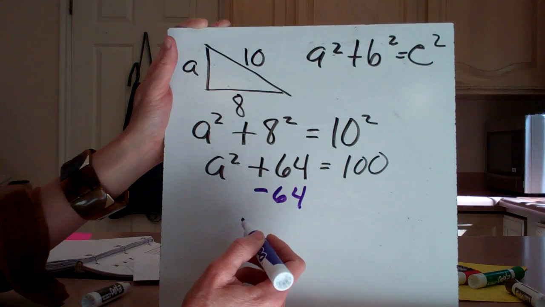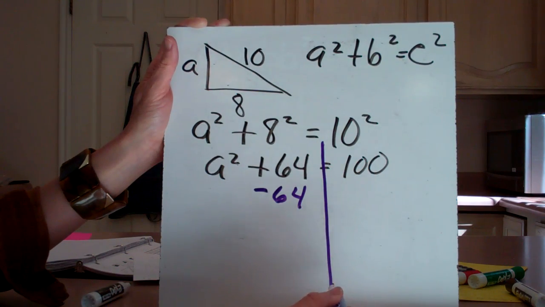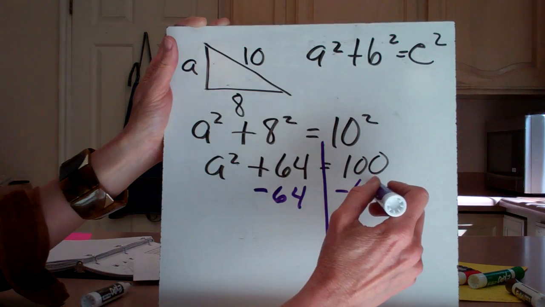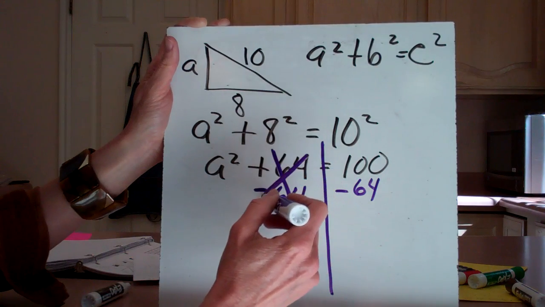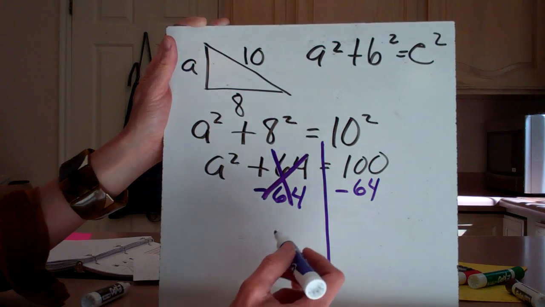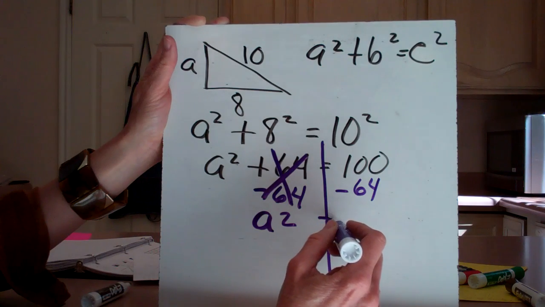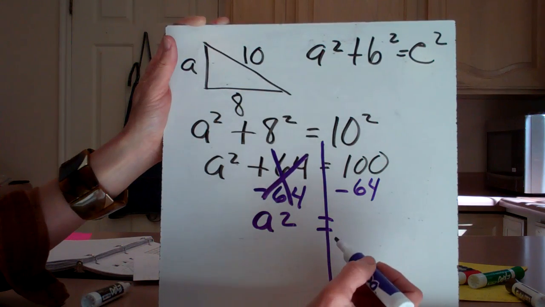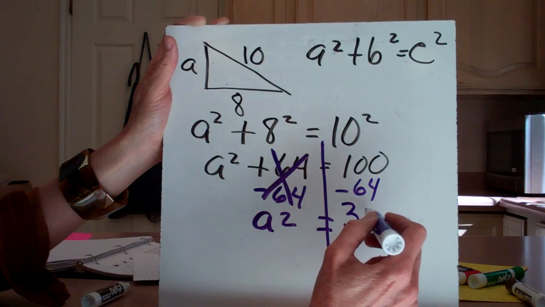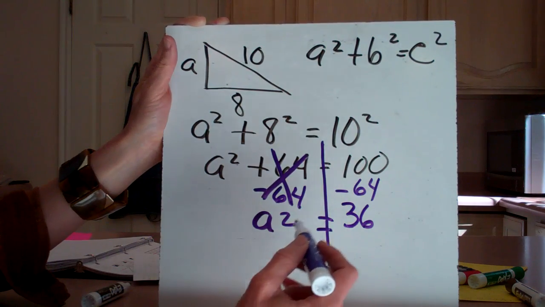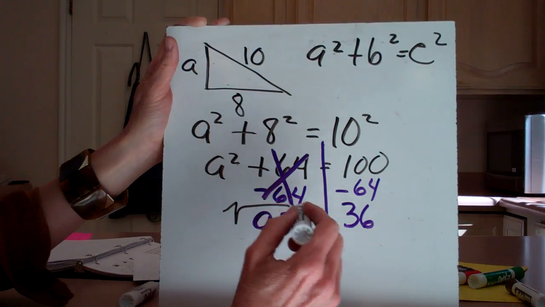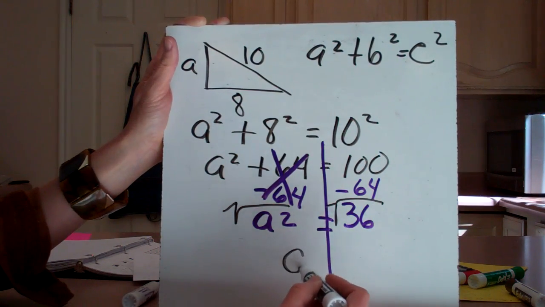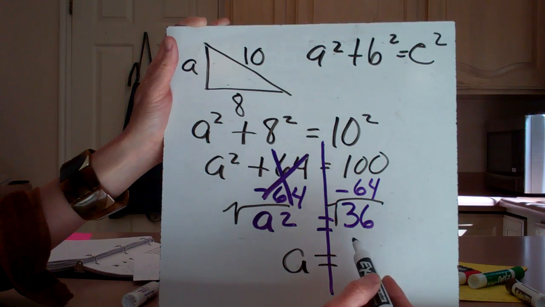If we subtract 64 from one side of the equal sign, we have to subtract 64 from the other side of the equal sign to keep our equation balanced so that it will be correct. 64 take away 64 is 0. That cancels. I now have a squared equals 100 take away 64. When I plug that in my calculator, I get 36. So how do I get the answer for a? Let's take the square root of both sides, just like we did before. a equals, what is the square root of 36? One number times itself is 36, and that number would be 6.